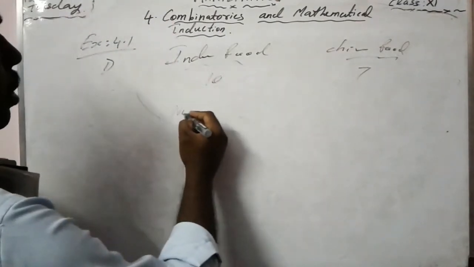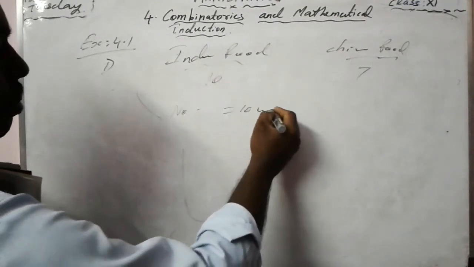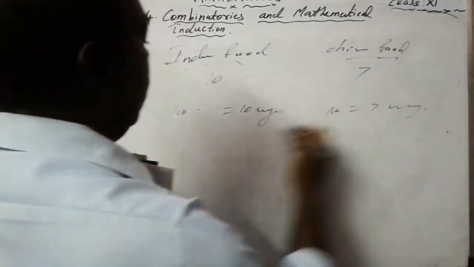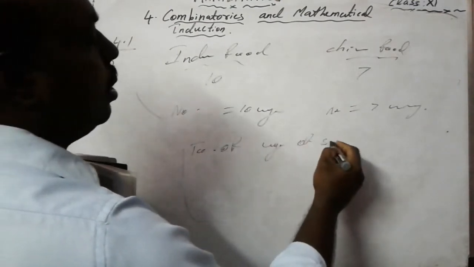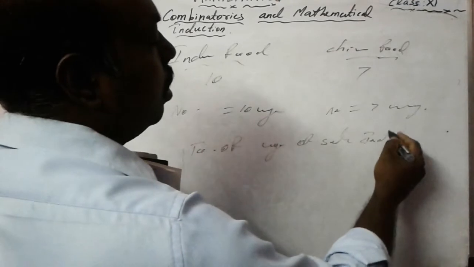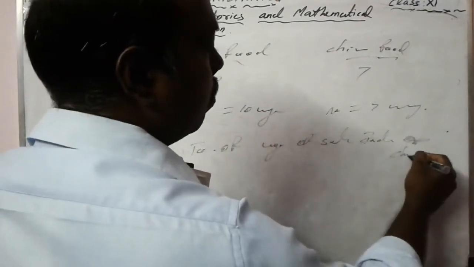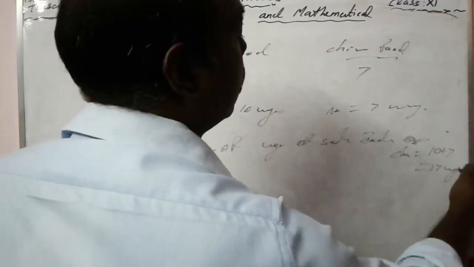So number of ways of selecting Indian food equal to 10 ways. Number of ways of selecting Chinese food equal to 7 ways. Therefore total number of ways of selecting either Indian food or Chinese food equal to 10 plus 7, that is equal to 17 ways.